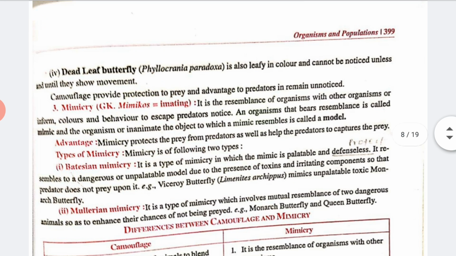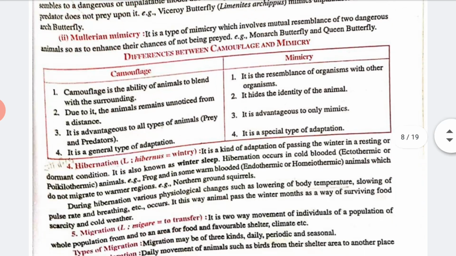Clear? Yes. Now here some differences are given between camouflage and mimicry. You can see. Yes. Now next we have hibernation. Hibernation means wintry. It is a kind of adaptation of passing the winter in a resting, or we can say dormant condition, that is called winter sleep. It means at the time of winter they usually sleep.